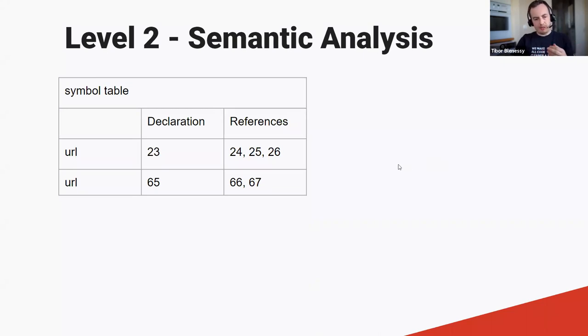So in the symbol table, we maintain a list of the declarations of variables and all the references. And you can actually have the same identifier multiple times in the symbol table, because the same variable name can be declared in multiple scopes, and they are different variables, so they will be different symbols.